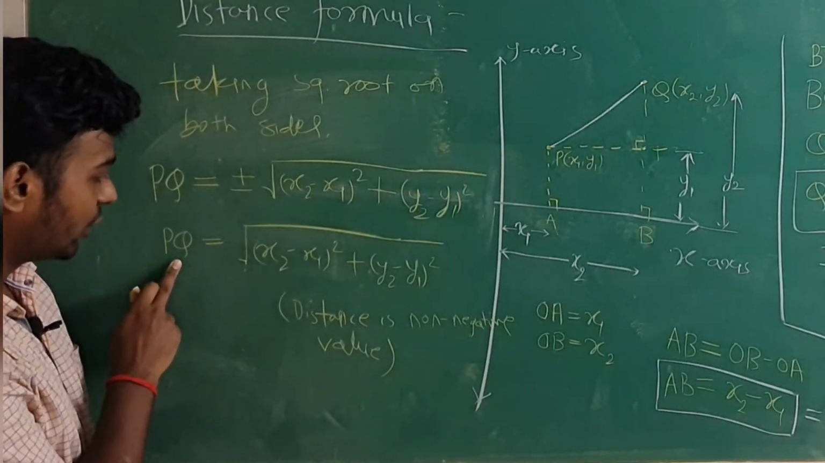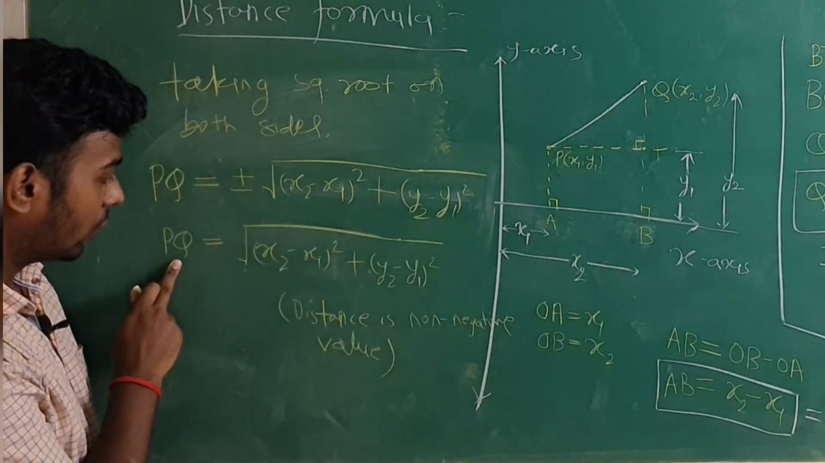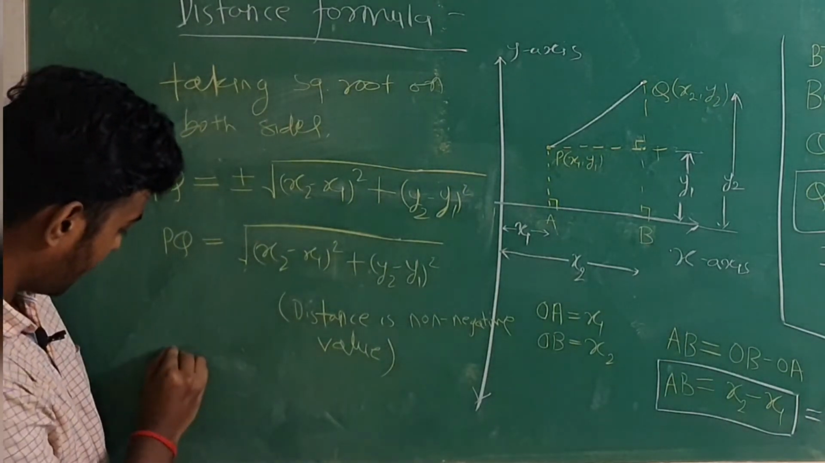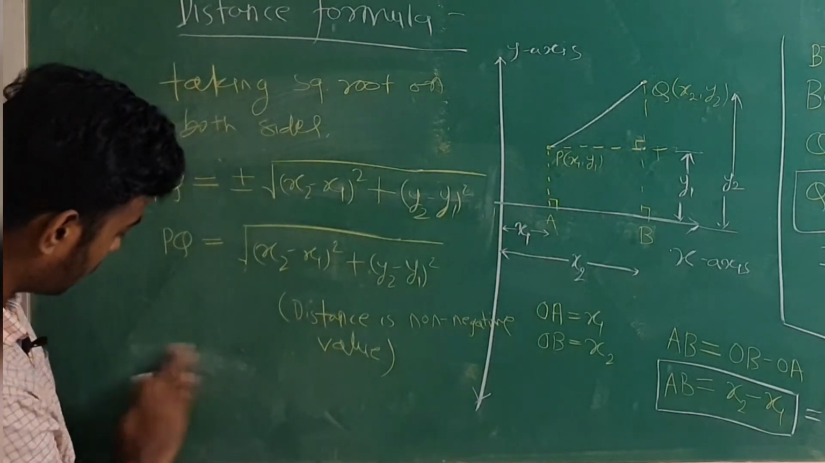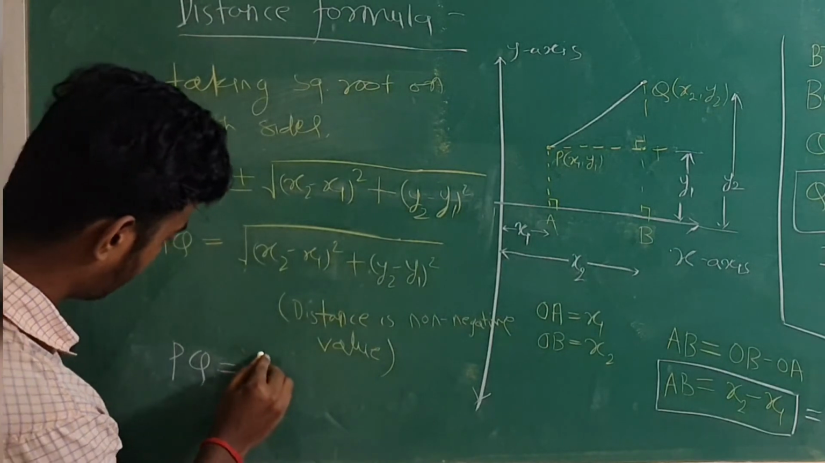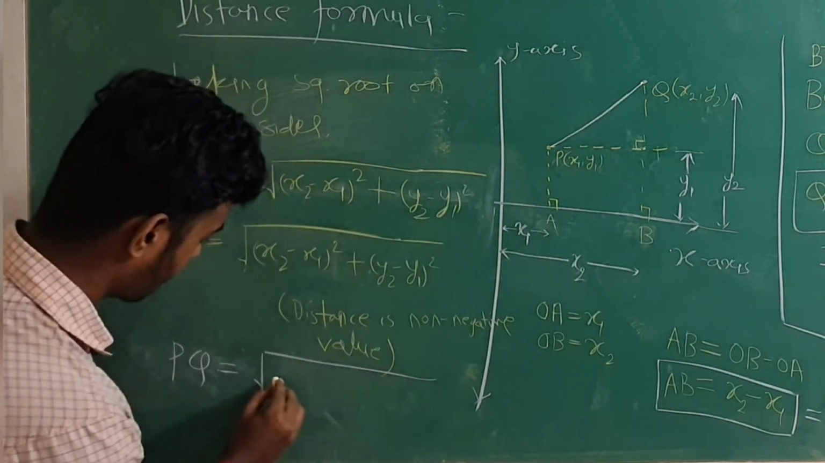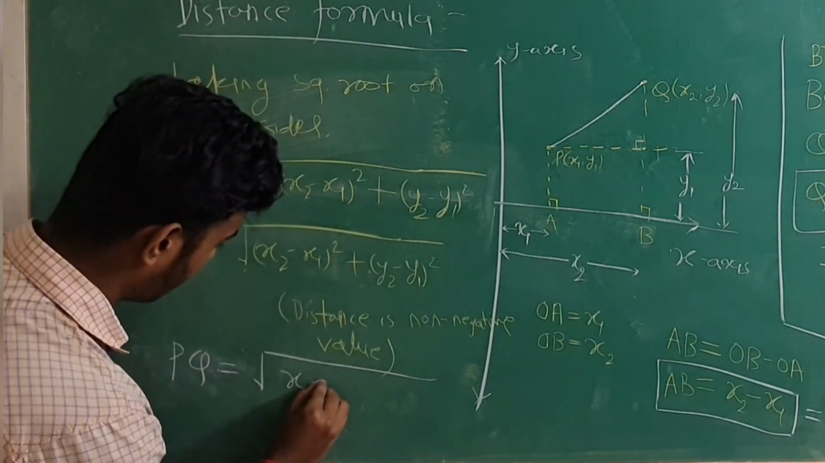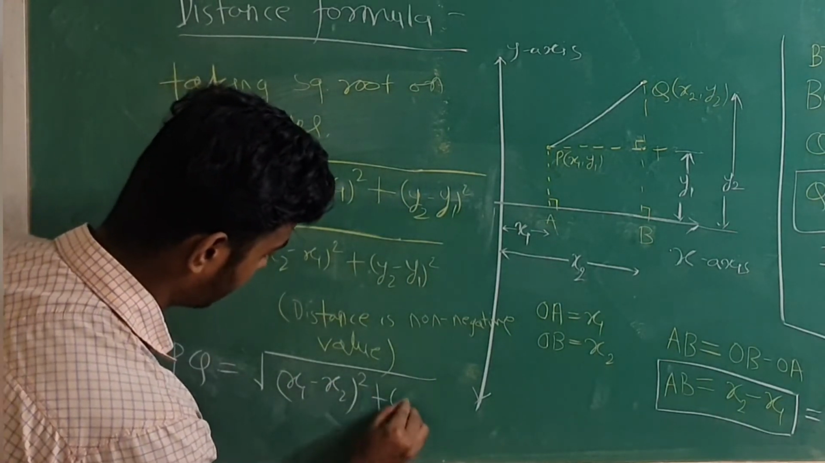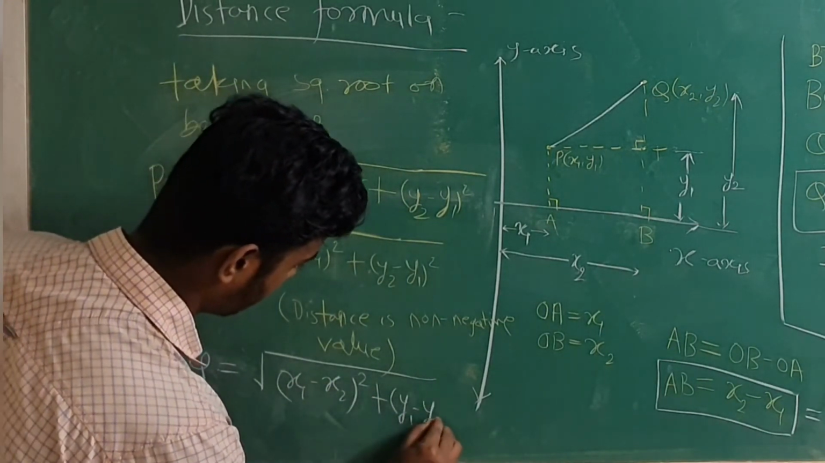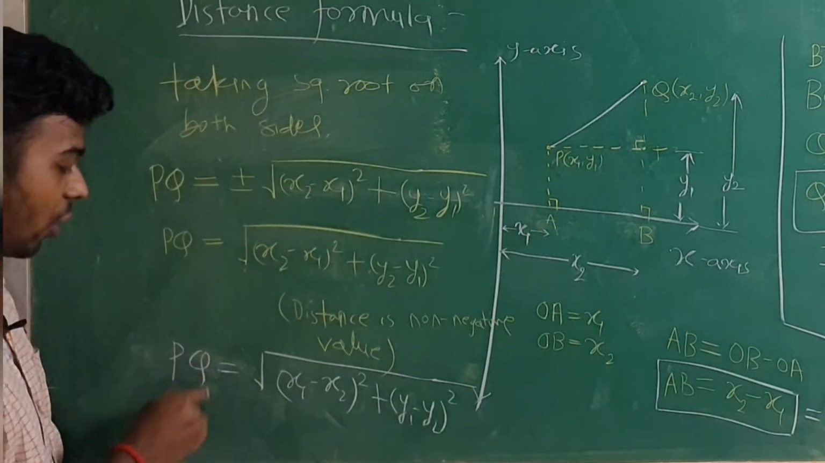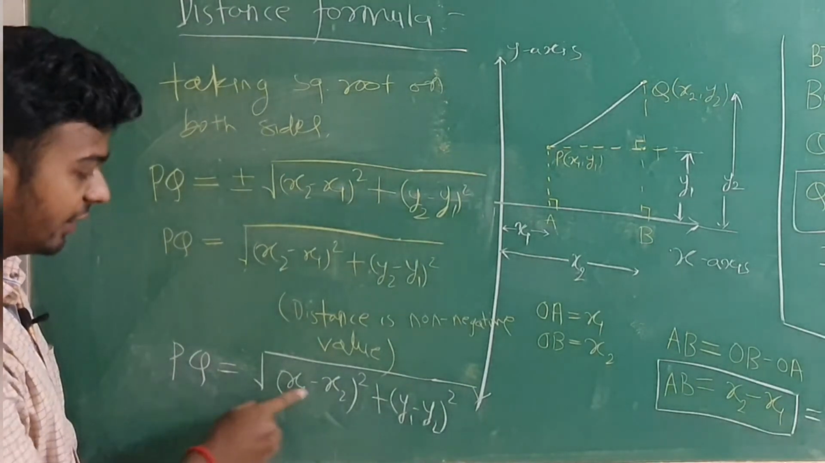Here PQ can be written in this way also: the square root of (x1 minus x2) the square plus (y1 minus y2) the square. It can also be written in this way.